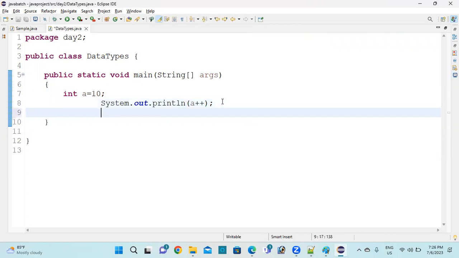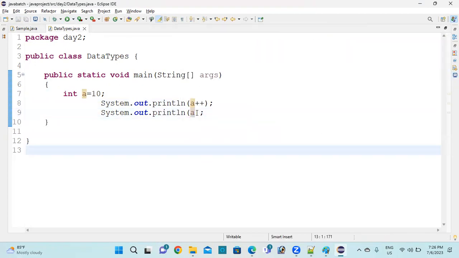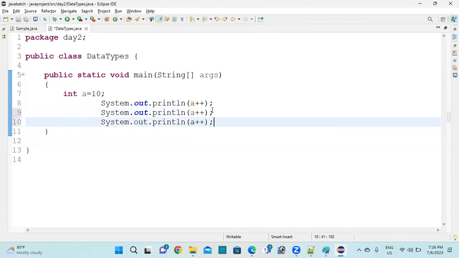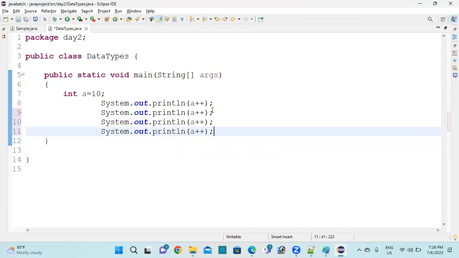If you write not plus plus, just write this. So what is your answer? 11. Again, if I write here plus plus, can you tell me the answer for this? Anyone? What will the output be?